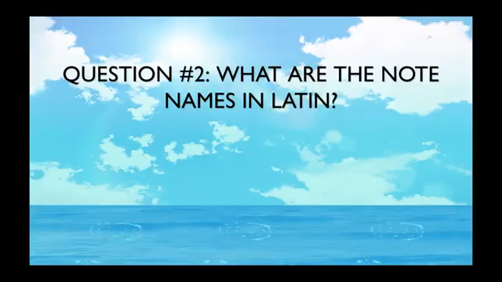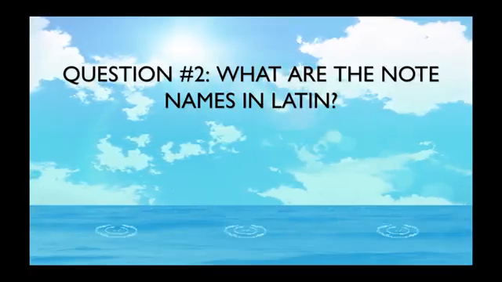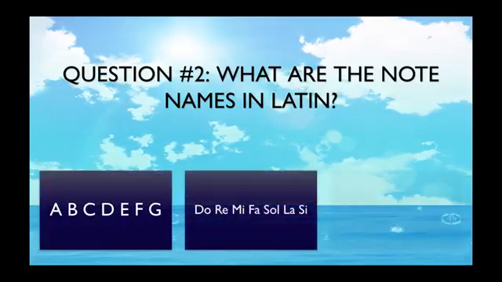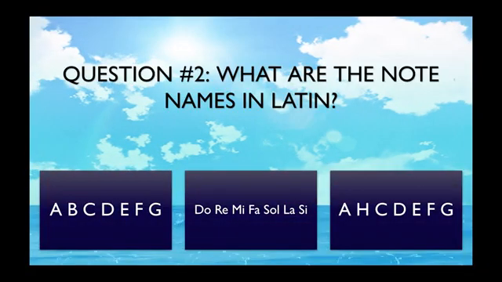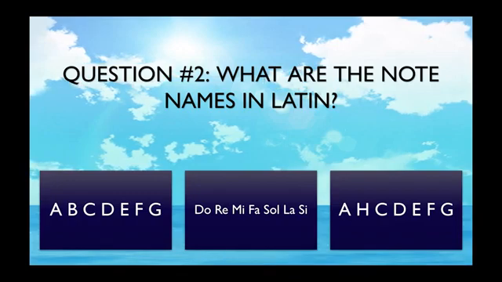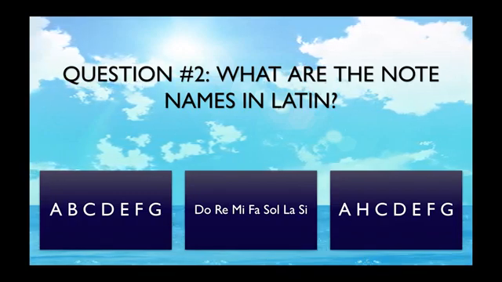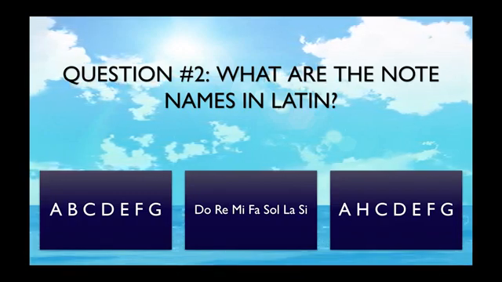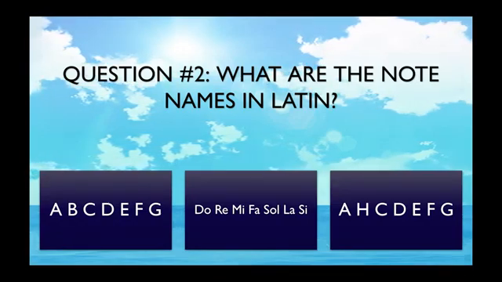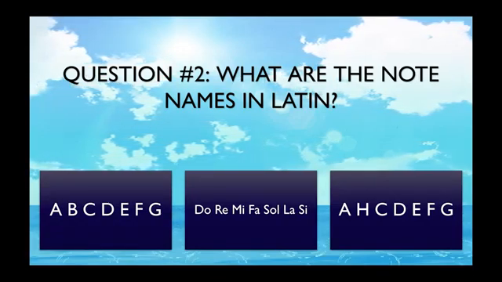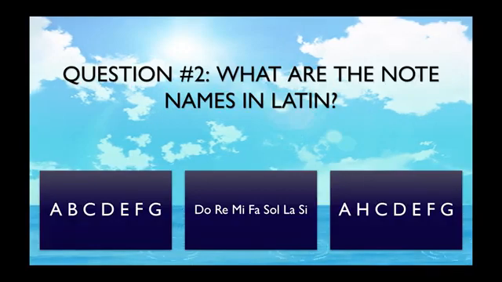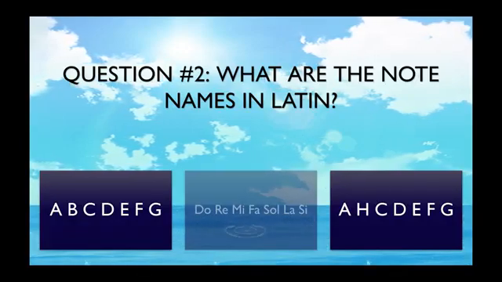Question 2. What are the note names in Latin? Is it A, B, C, D, E, F, G, do, re, mi, fa, sol, la, si, or A, H, C, D, E, F, G? The answer is do, re, mi, fa, sol, la, si.